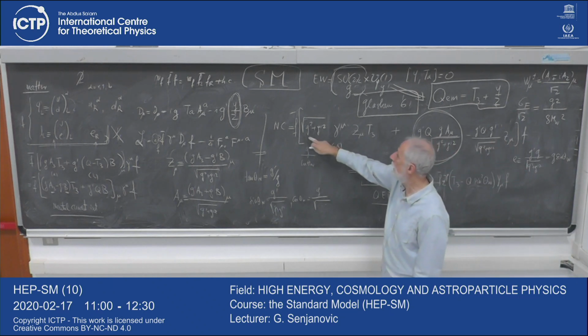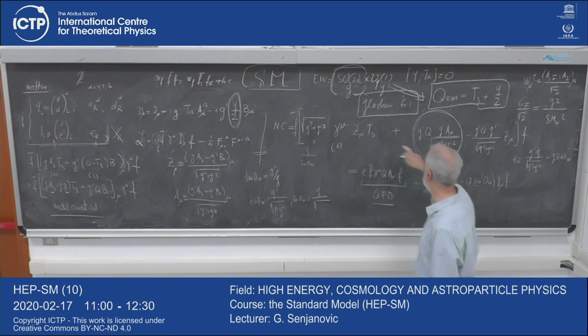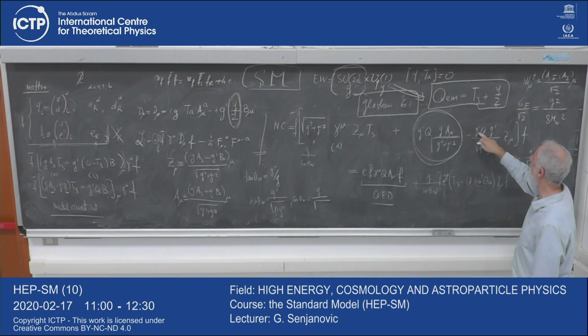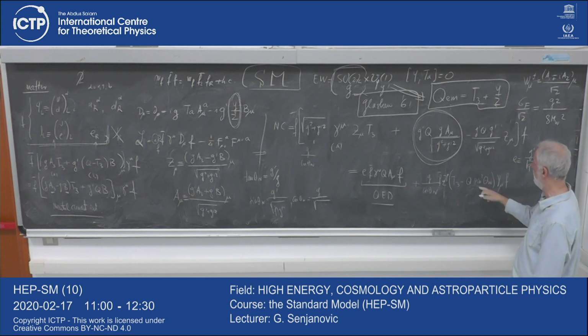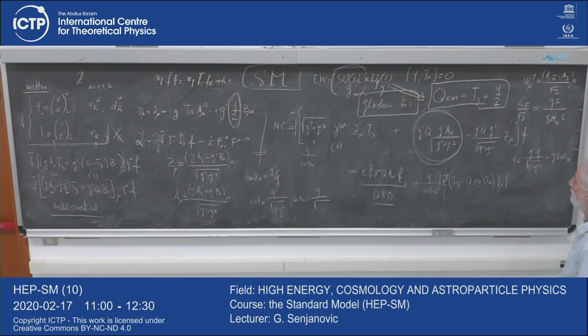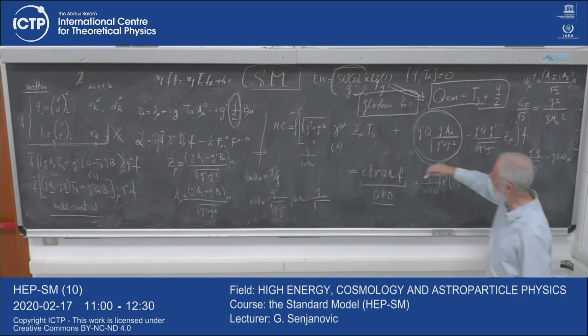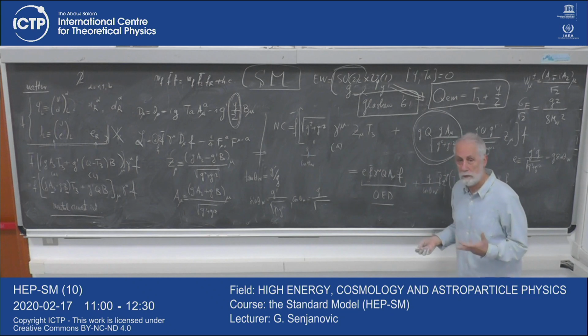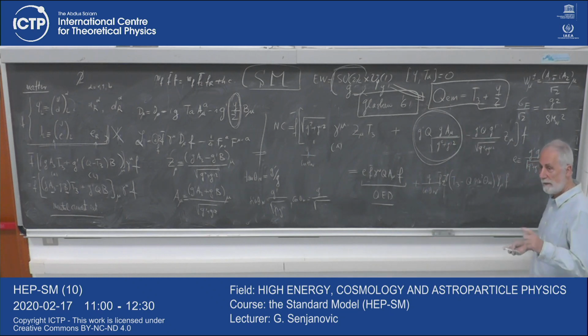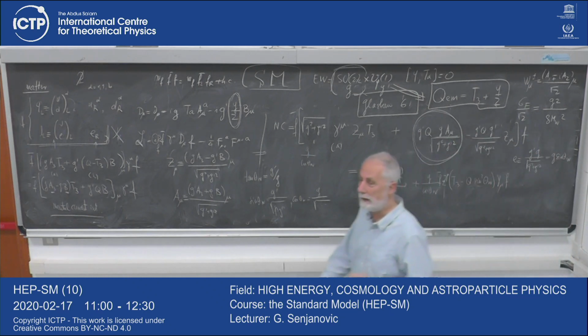I took the square root of G squared plus G prime squared. So I will get here G prime squared over G squared plus G prime squared. I took the square root. This is what I call sine squared theta W. So there is a universal form for the photon assumed. We will see that with the Higgs mechanism we can do better than this.